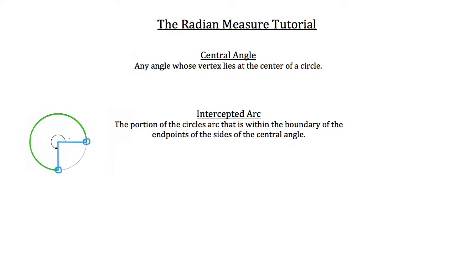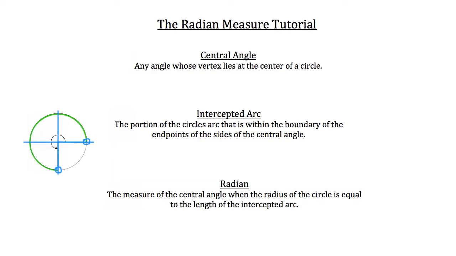We say it's inside because this is the angle that we're referring to. We're not referring to this information out here, that 90 degrees that we've left out. We're referring to that 270 degrees all the way around inside the circle here. Now the radian is the measure of the central angle when the radius of the circle is equal to the length of the intercepted arc.